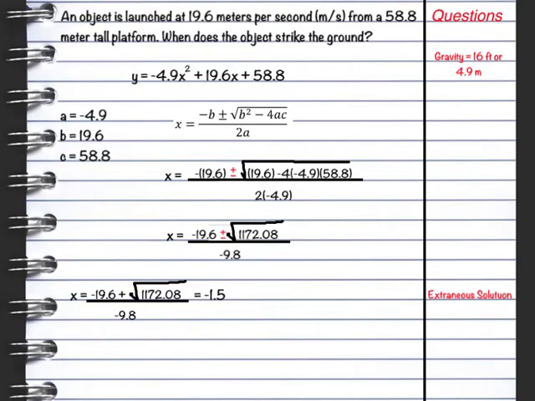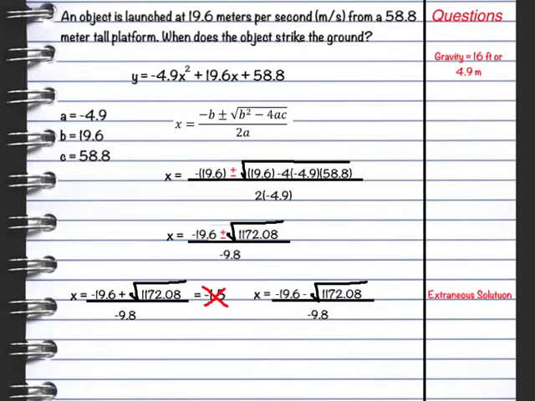Now here's the problem. This is what's known as an extraneous solution. Keep in mind, I'm asking when does the object strike the ground? How long does it take? And when we're talking about time, I can't have a negative time. So this would be known as an extraneous solution. I can't use this part of my solution. So I'm going to discount this part of my solution and move on to my second part, or the subtraction part of my equation, and see if that will give me something I can use.